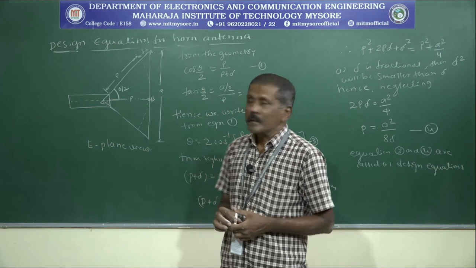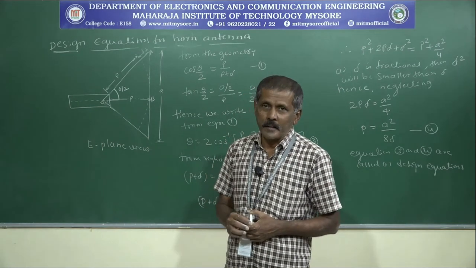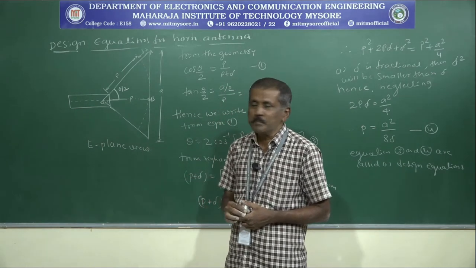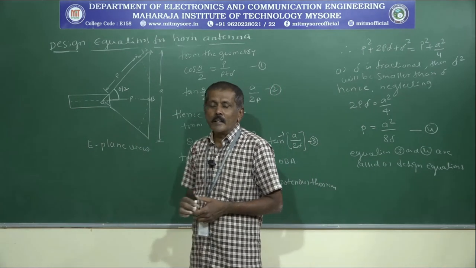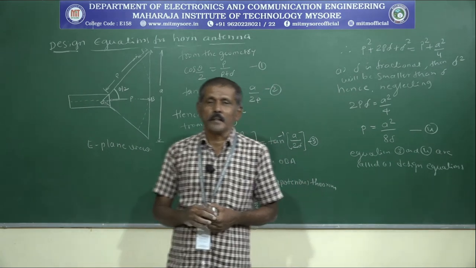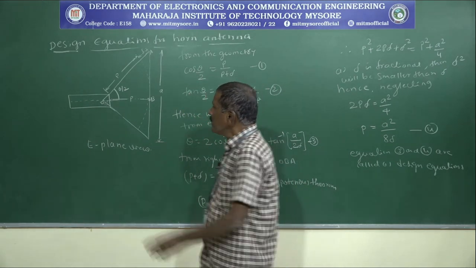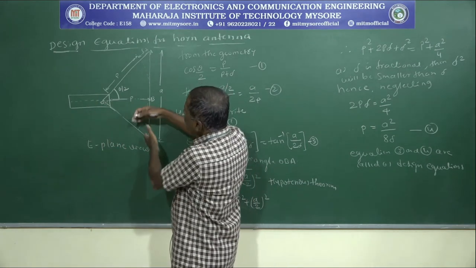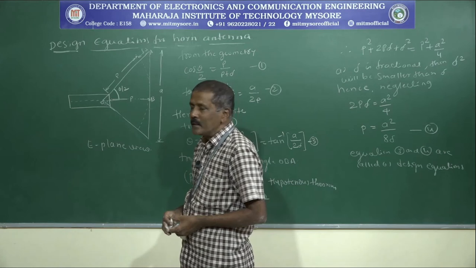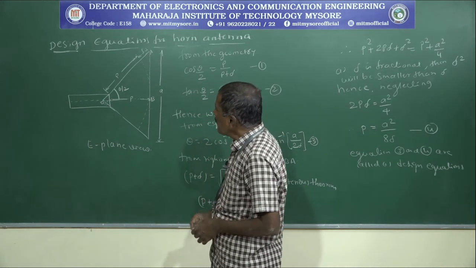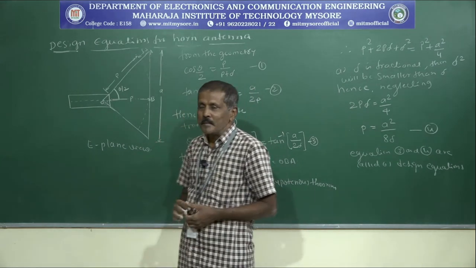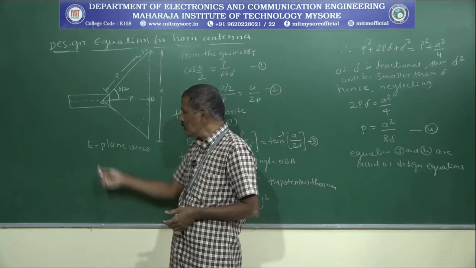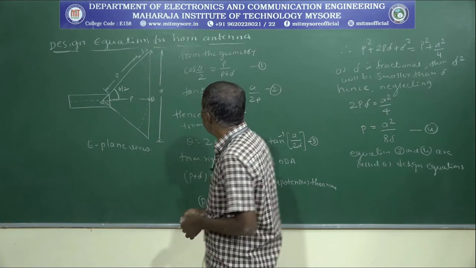Let us study the design equations for a horn antenna. In order to understand the concept, a rectangular type of waveguide is considered here. And this is the rectangular waveguide. One end of this particular waveguide is flared, and the various parameters when it has been flared are shown in these particular figures. This particular figure shows the E-plane view.